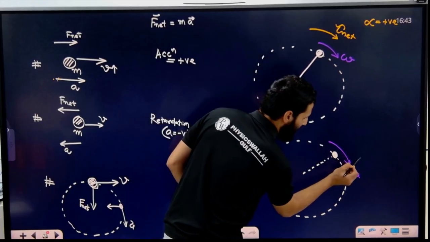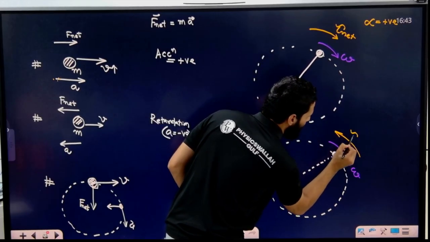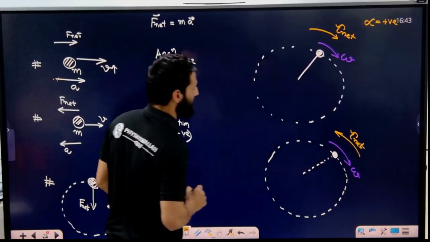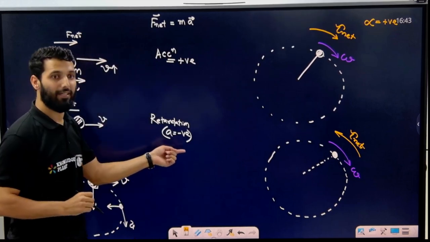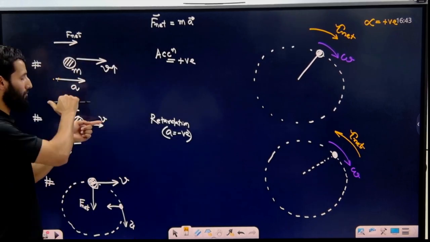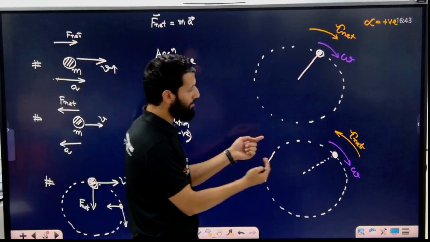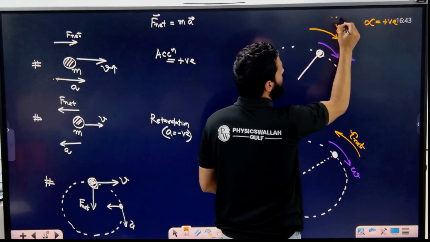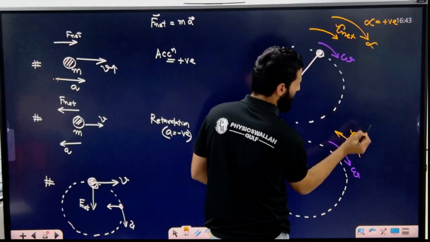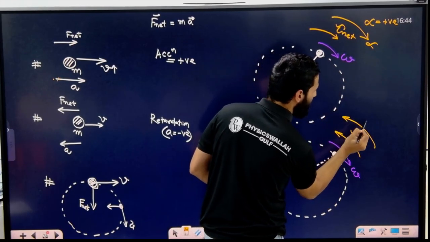Backwards. If I apply net torque backwards, look here, the acceleration was negative. Velocity was forwards. Net force was backwards. Acceleration was backwards. Similarly, torque is backwards.